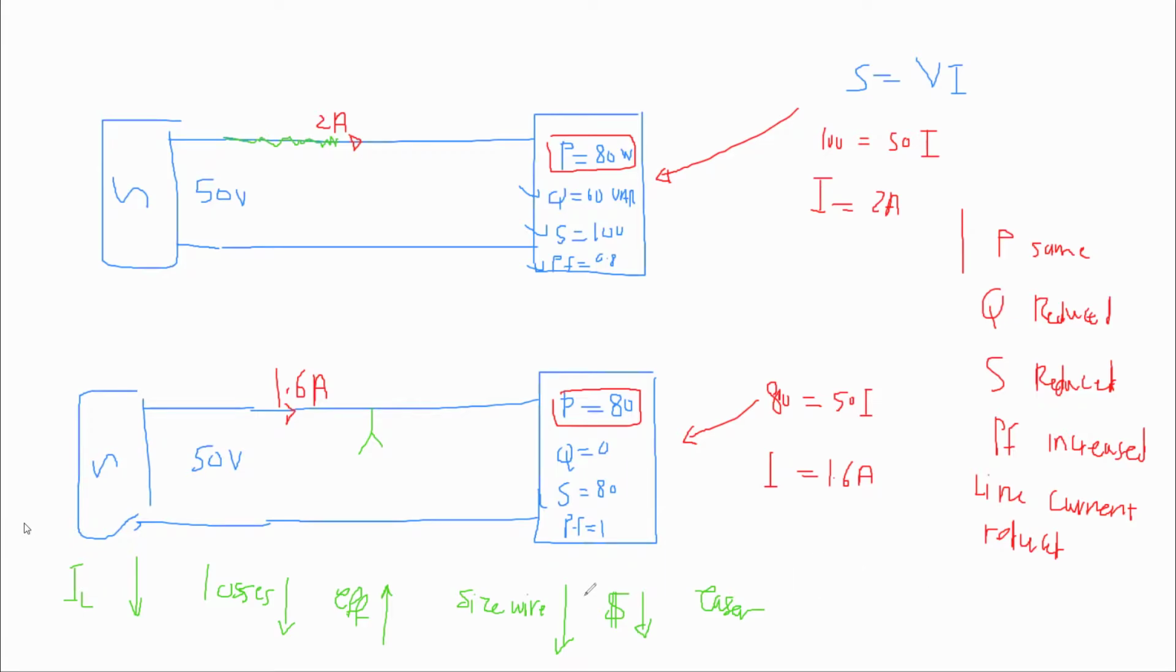Another thing, when the current is smaller, you can connect another load to the same wire. Because the current is small, you can have more current. So there are lots of benefits of increasing the power factor. One of them, the main one, is to reduce the current in the line. When you reduce the current in the line, you're going to gain so many things. So this is the topic.